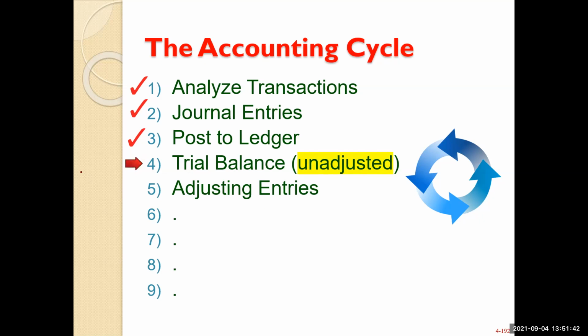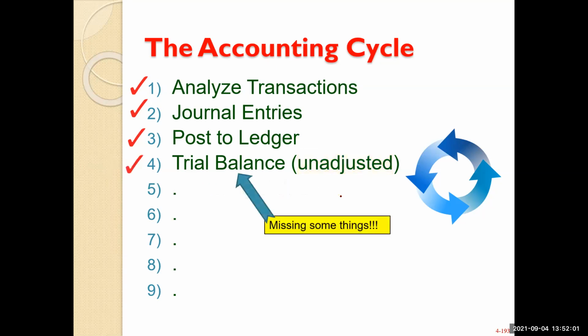Where we left off in the last class, we were here, at the trial balance, and specifically it's referred to as the unadjusted trial balance. The reason it is unadjusted is because we have not done the adjusting entries yet. So let's see why we need to do adjusting entries. Well, the unadjusted trial balance is missing some things. Let me explain what I mean by that.